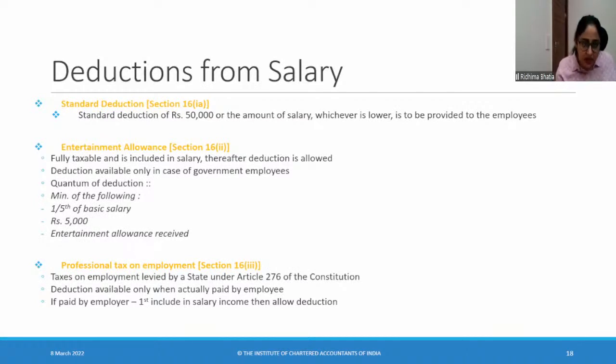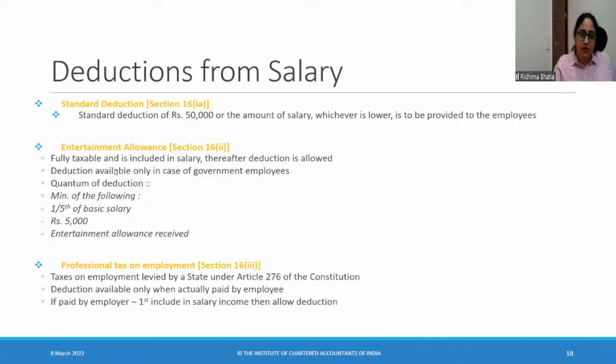One is standard deduction, which is given to all employees, central government, state government, non-government, all employees, which is 50,000 or the salary amount, whichever is less. So minus 50,000. That would come to your taxable salary to be included in heads of income.